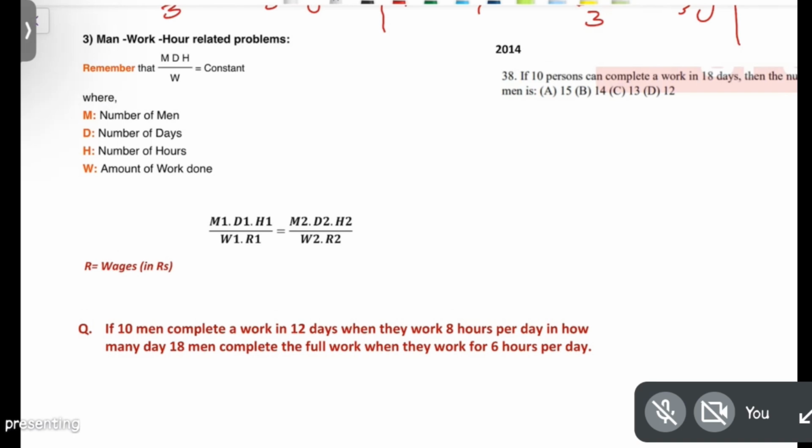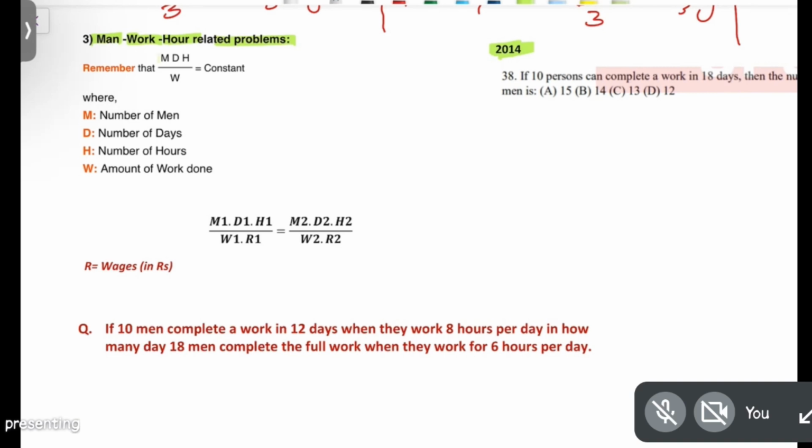Next, let's go to type number 3. We call it the man work hour related problem. In 2014 it was asked based on this topic. One thing you need to remember is this formula is applicable only when we are comparing two groups of people. That means it can be comparing between men and women, or between different numbers of people. Let's say 15 men can finish this much work in this many days, then how long will 2 men take to finish that work? When we compare two groups of people, we use this.